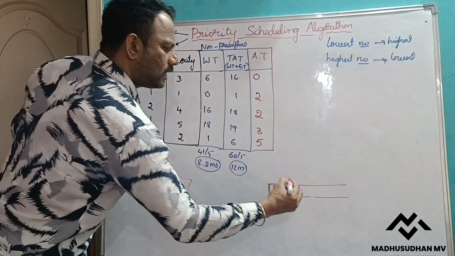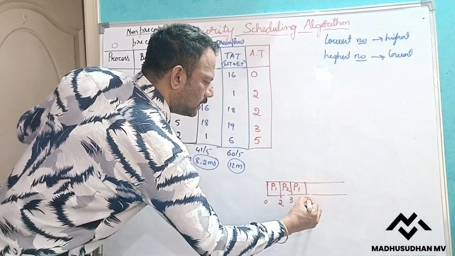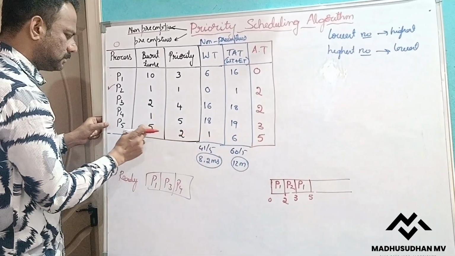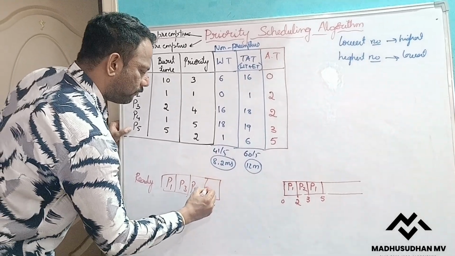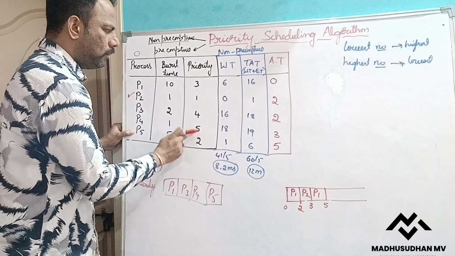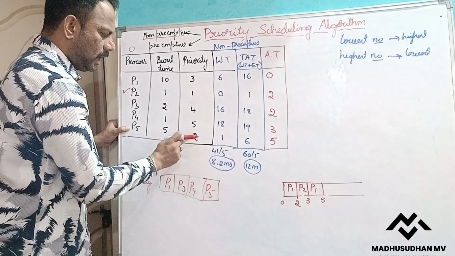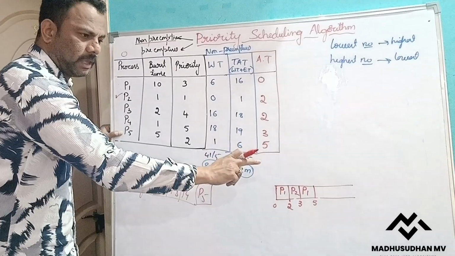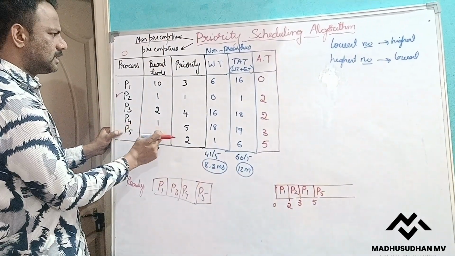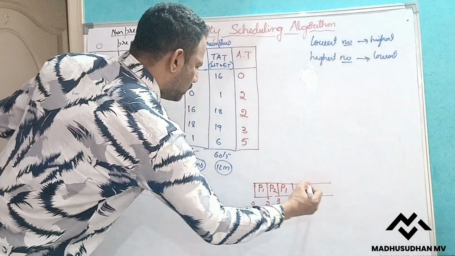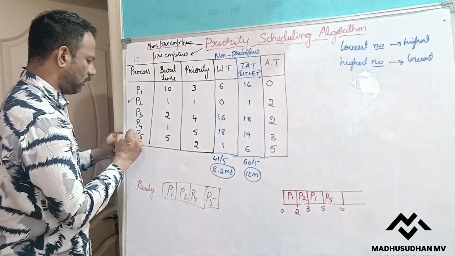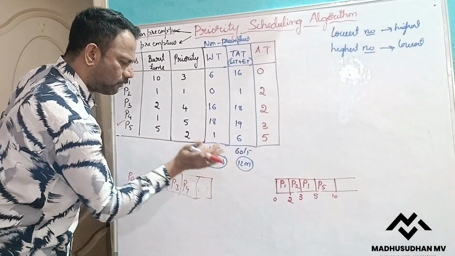After some time, at time 5, one more process comes, that is P5. It also comes in my ready queue. This P5 has priority 2, which is the highest among these four. So I have to stop P1 and take P5. P5 executes for 5 milliseconds and completes, because after that no process is arriving. So it will take until 10. P5 is also done, and it is removed from the ready queue.